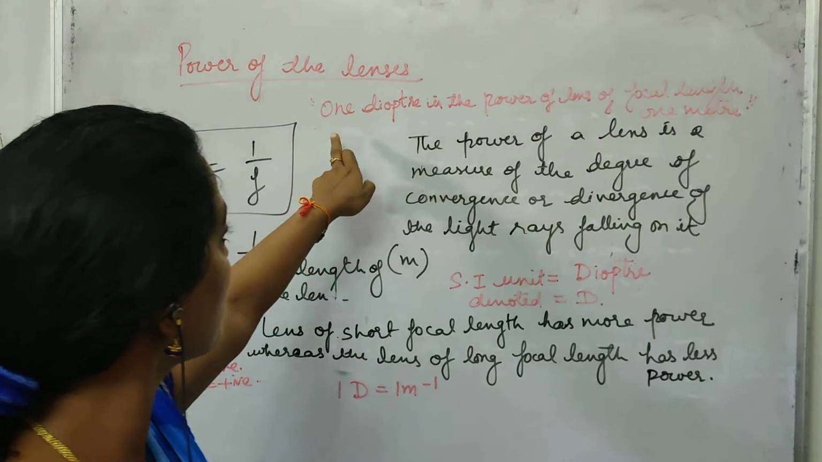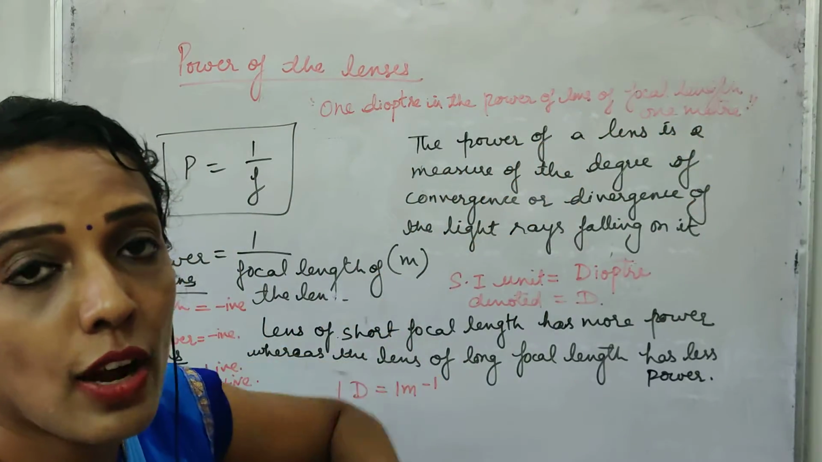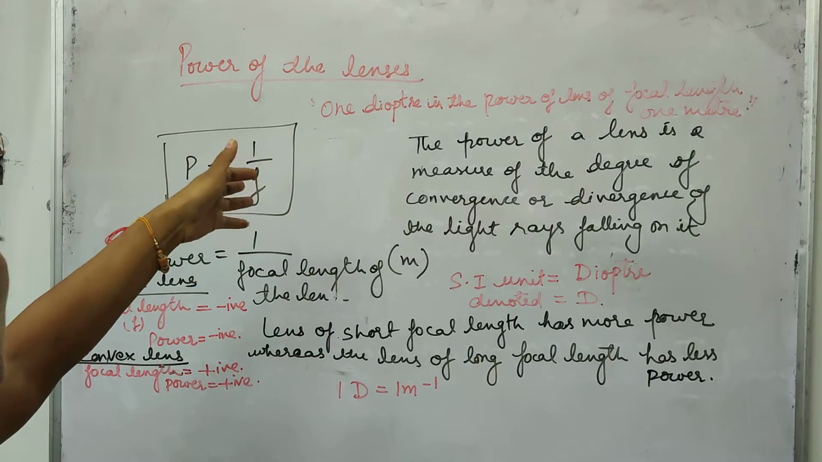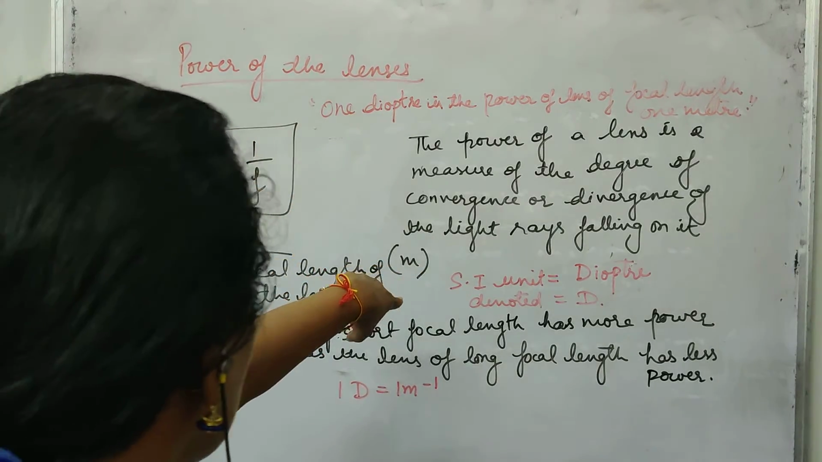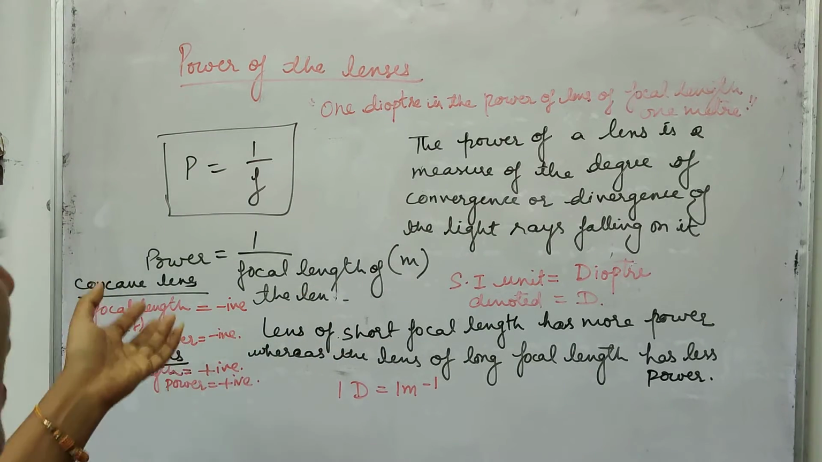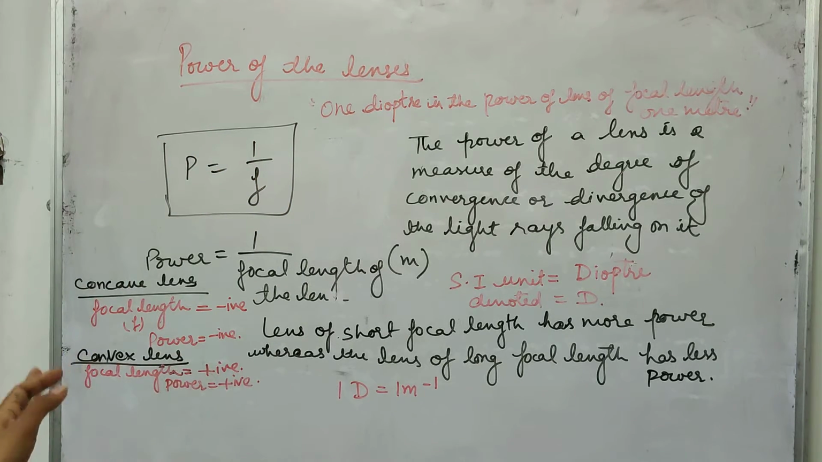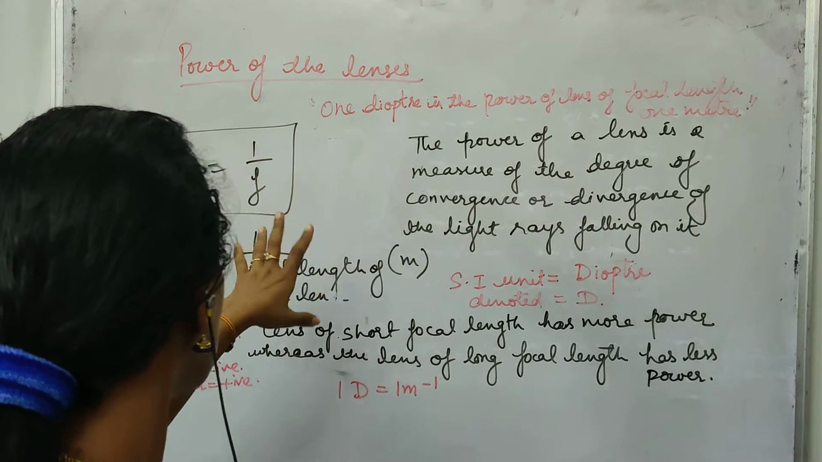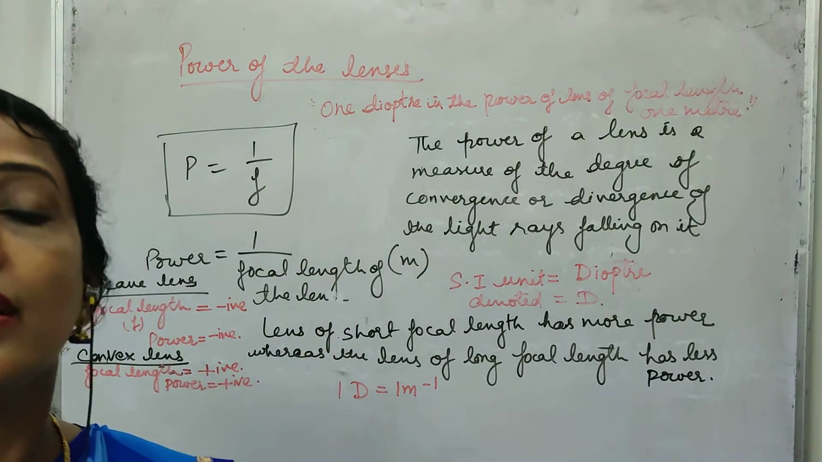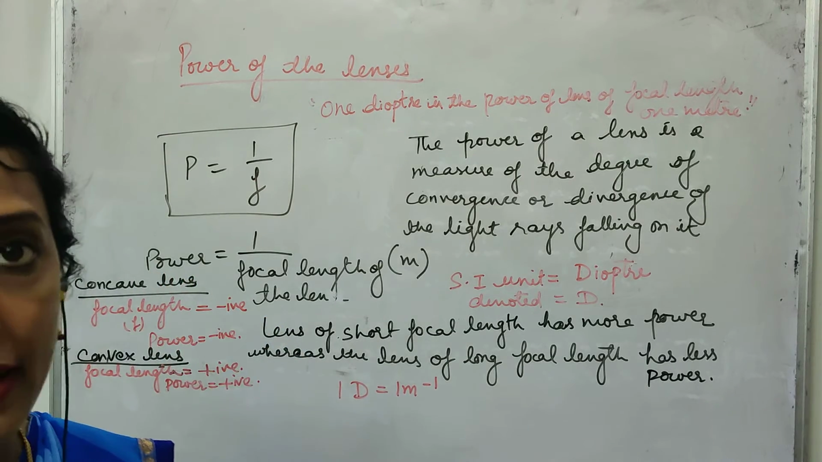And apart from that, 1 diopter is the power of a lens of focal length 1 meter. The power of the lens can also be measured directly by using a dioptometer. There is an instrument called a dioptometer, used by opticians to measure the power of the required lens, by which it can be measured directly.